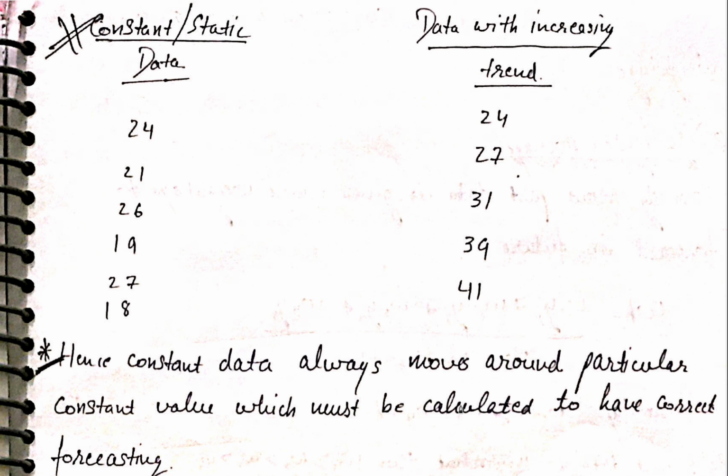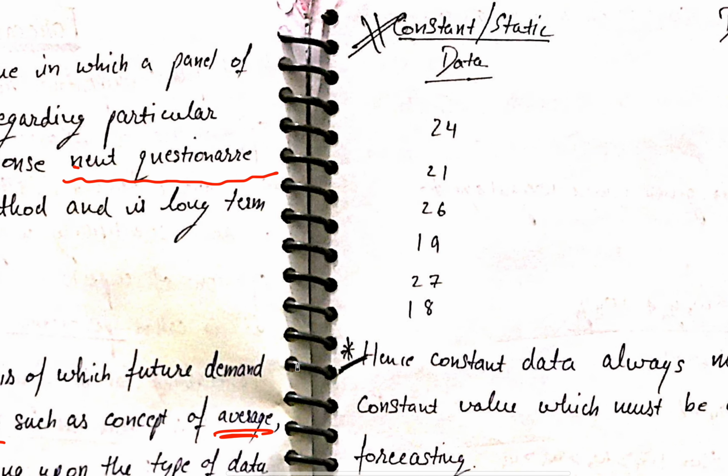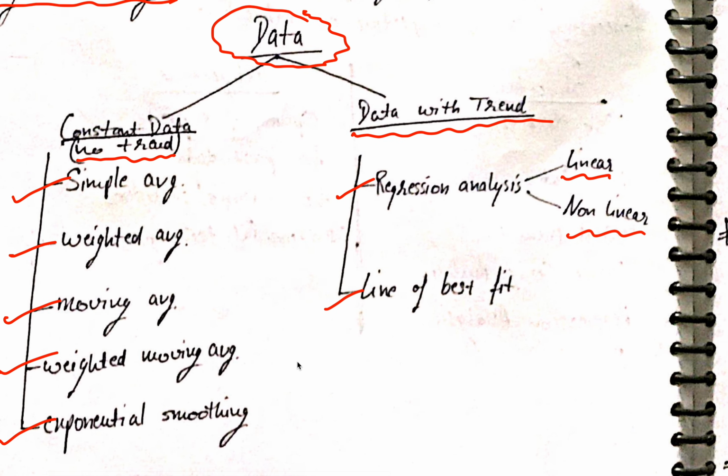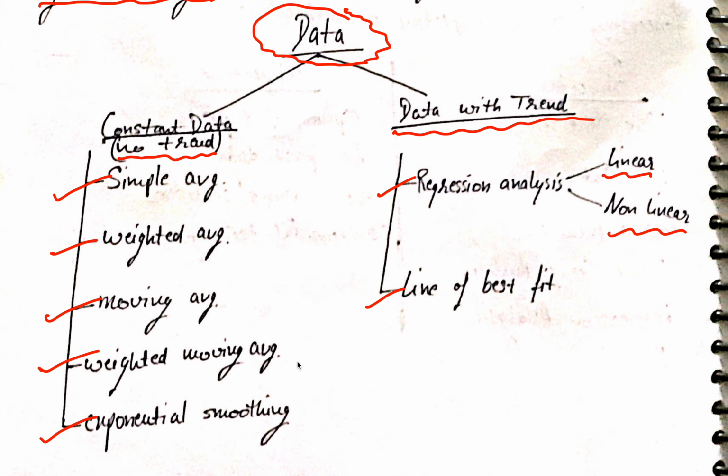In the last class we have been studying about the data, right? We have seen what is constant data and what is data with the trend. We came across these two concepts. So now let's see an example of what is constant data and what is data with trend.